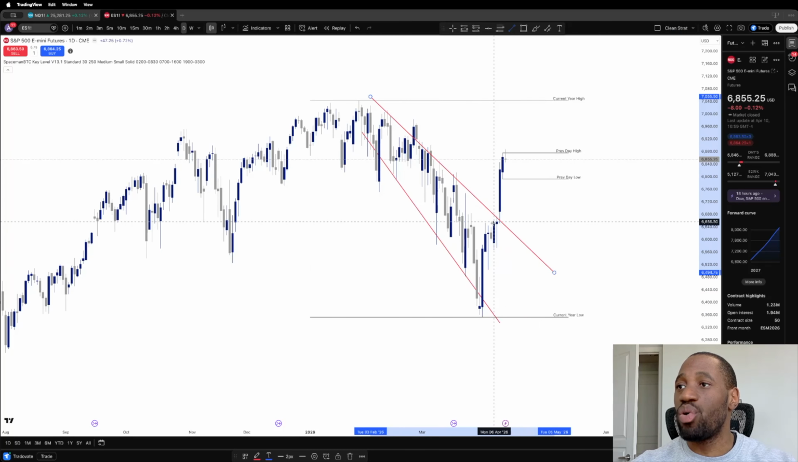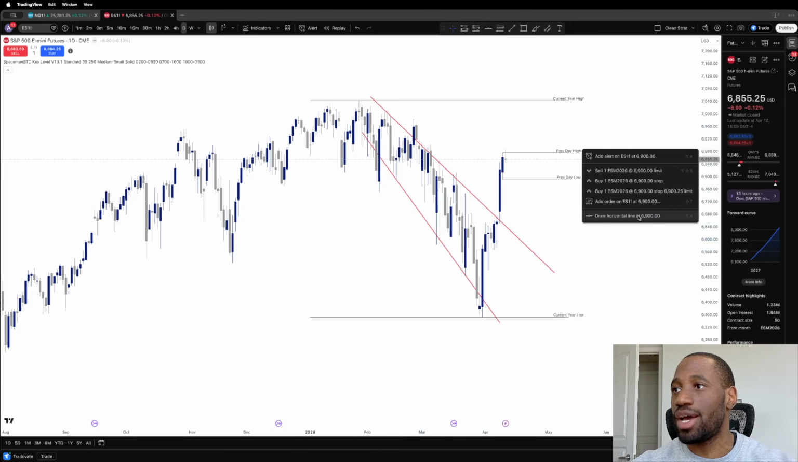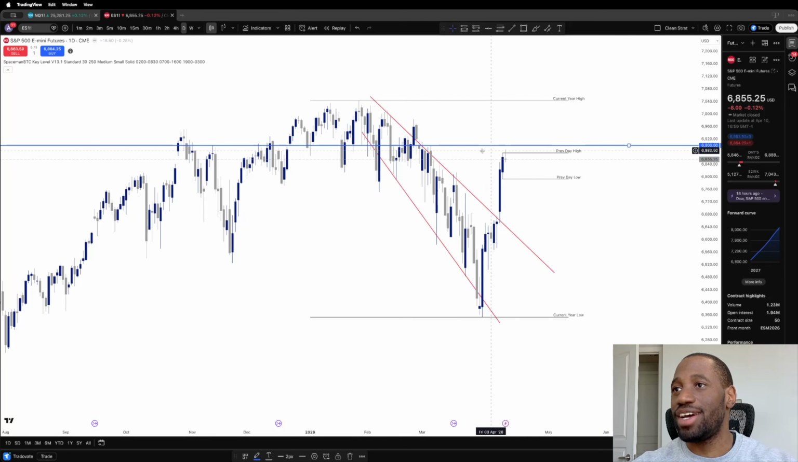So now we have broken out of this area, of course, because of all the geopolitical tension that we've been having. With that said, the next key level that you want to be keeping an eye on in this market is definitely going to be that 6,900 level. So we're just going to mark that right now on this chart. We draw a line right there. So you can see that 6,900 level.